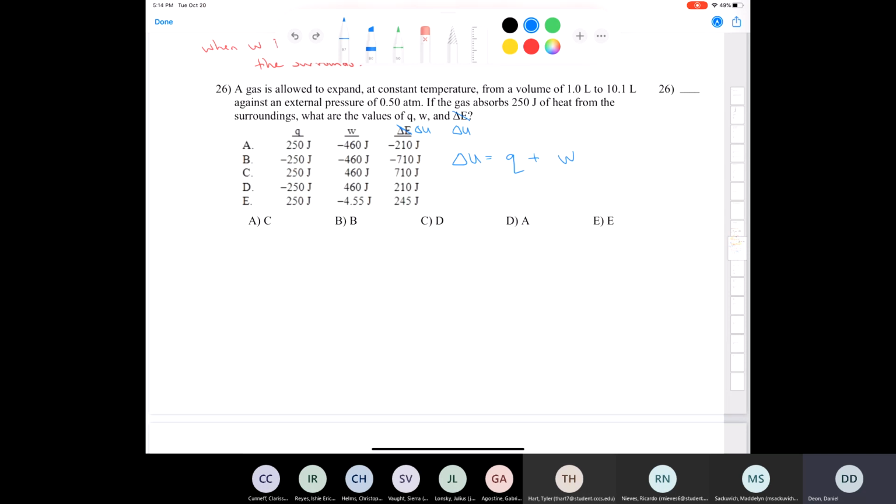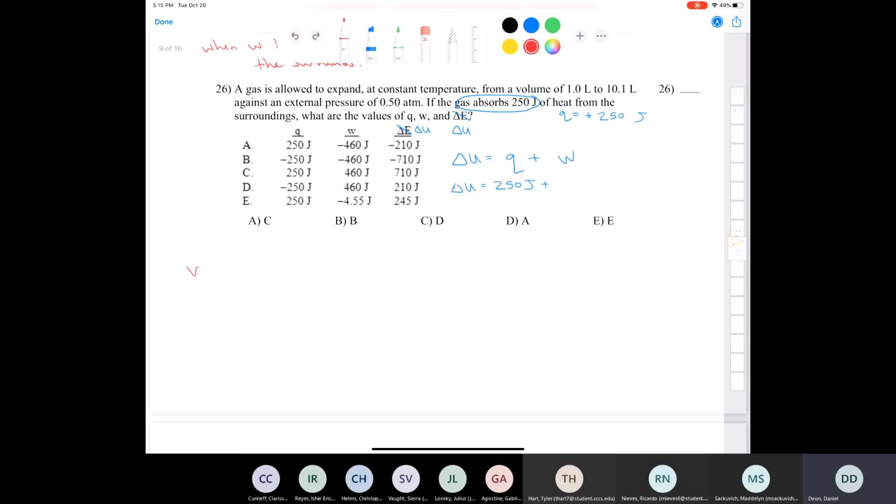I think the easier one to figure out is the Q, right? Because Q is heat, and it says here the gas is absorbing 250 joules of heat from the surroundings. So that means Q is going to be positive 250 joules, right? Because the heat is flowing from the surroundings into the system. So my Q is going to be positive. And now we just need to determine W because we've already got our Q, which is equal to 250 joules. Again, all we need to do is work out our W.